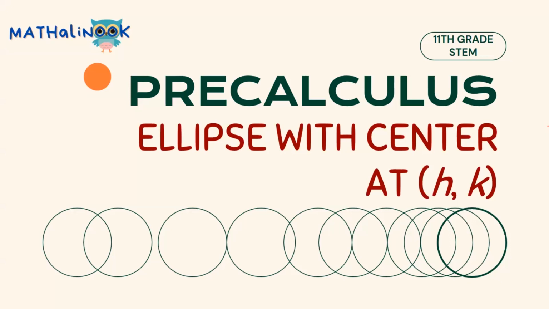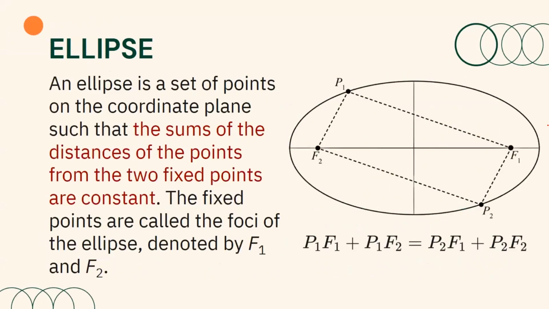Good day everyone! In this video, we will discuss the ellipse with center at (h, k). We have defined the ellipse as a set of points on the coordinate plane such that the sums of the distances of the points from the two fixed points are constant. The fixed points are called the foci of the ellipse, denoted by F1 and F2.